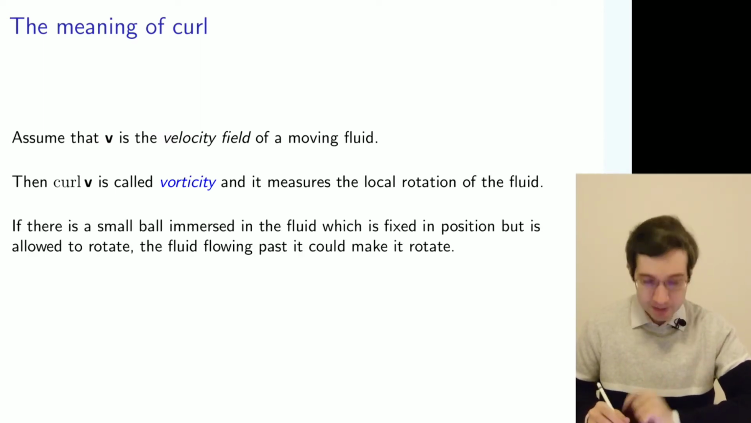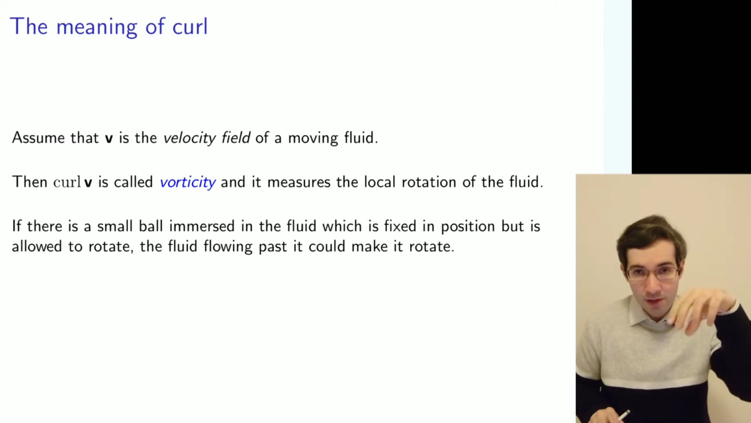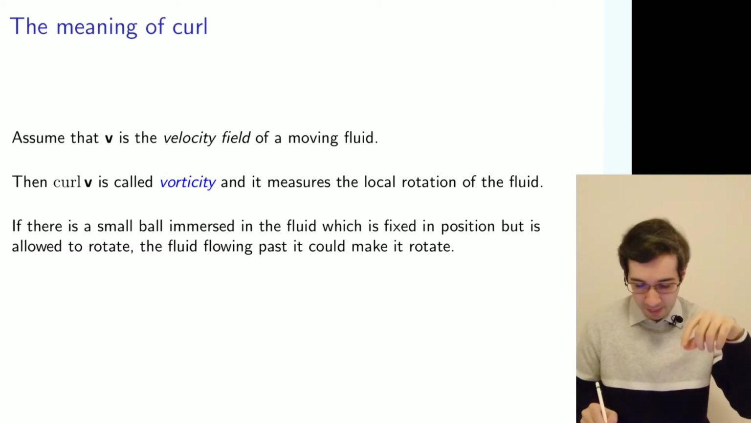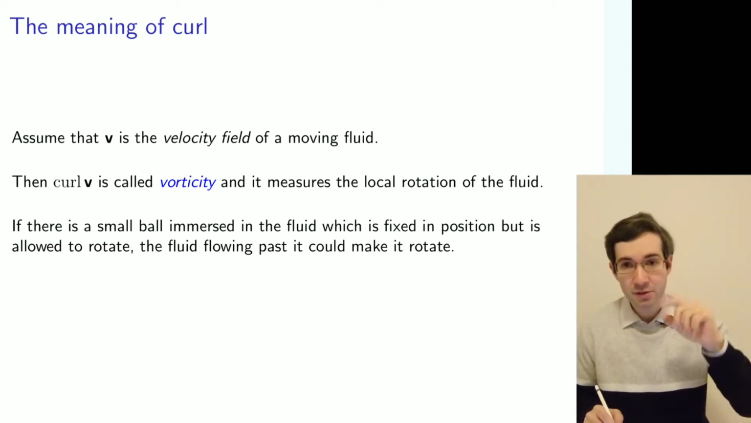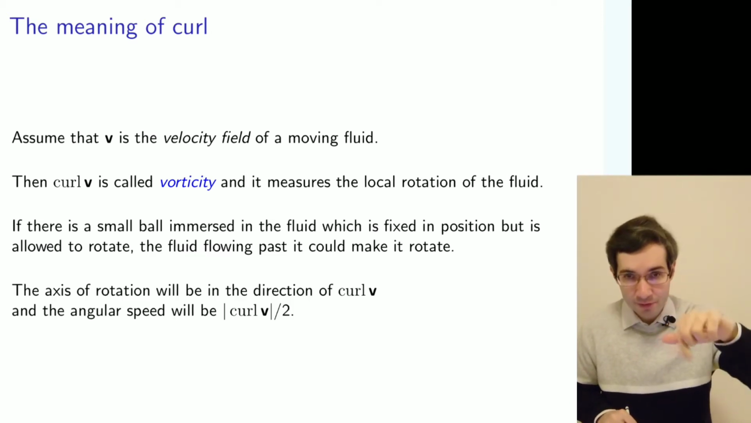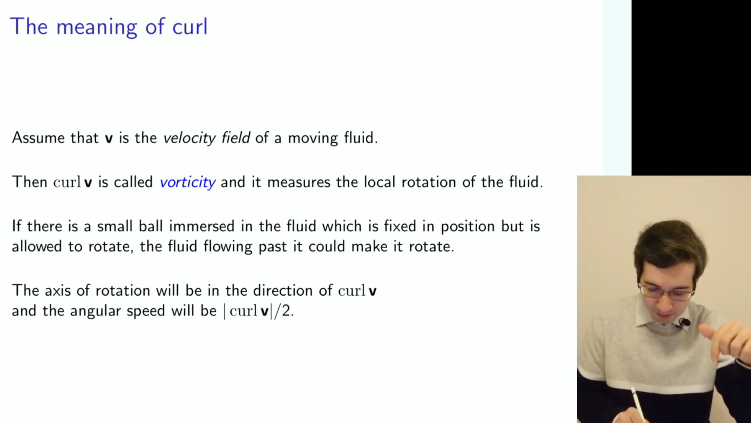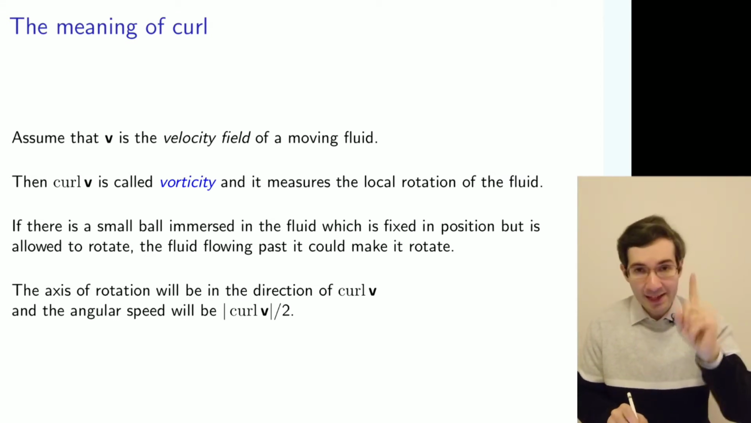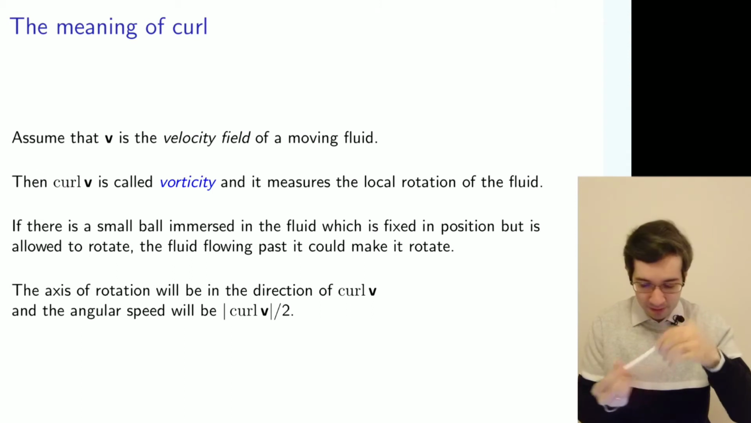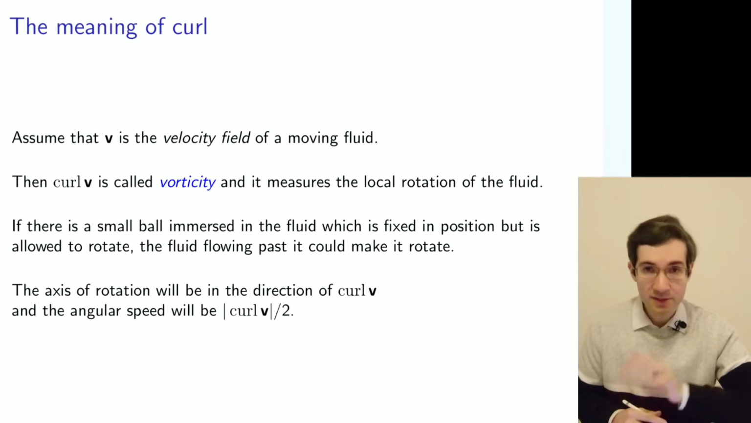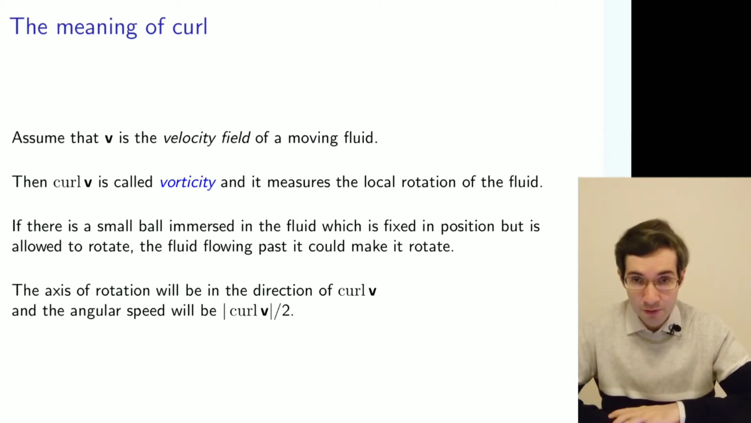What does it mean? It means that if you take a small ball or a cross which is fixed in position but is able to rotate freely, then the flowing fluid might cause that rotation. The angular speed of this rotation will be half of the magnitude of the curl, and the axis of rotation will be the actual curl of that velocity field. So that's an example of why it's very useful to think about curls, because then you can characterize all kinds of vortices.